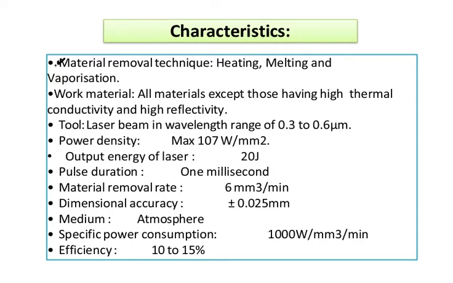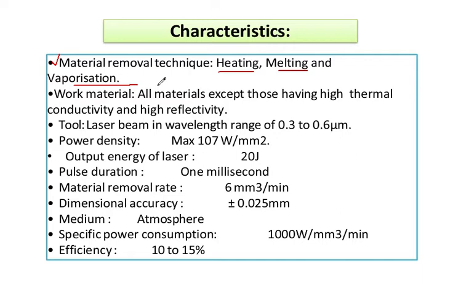Now, as I have already told, our next target is what characteristics are associated with it. So first, the material removal technique. What is the material removal technique? Heating, melting, vaporization, because these are the three techniques you are implementing for laser beam machining. Laser light is initially heating the workpiece. If it is heated too much, it gets melted. And if you continuously heat it, providing a lot of heat to the workpiece, then vaporization occurs. So you can say one and another are interrelated.